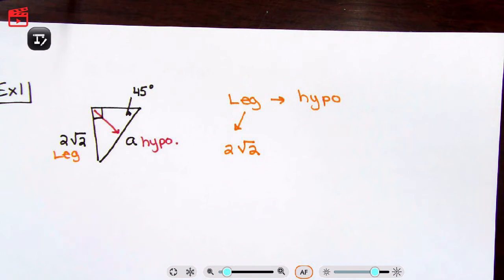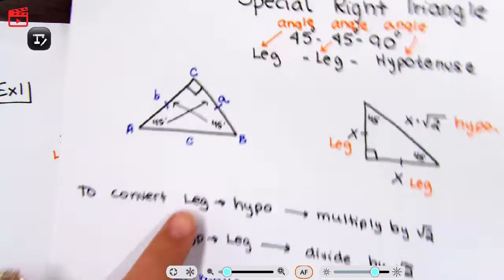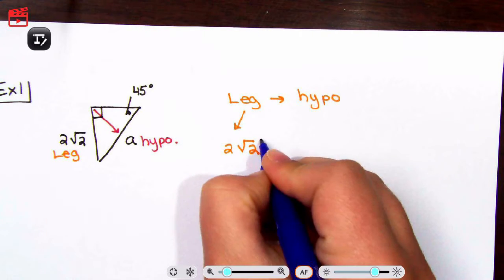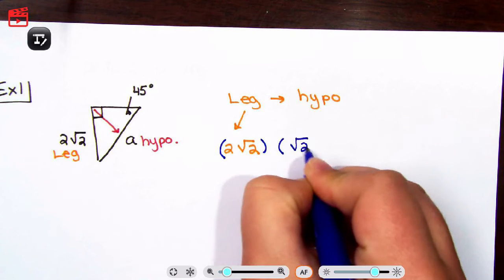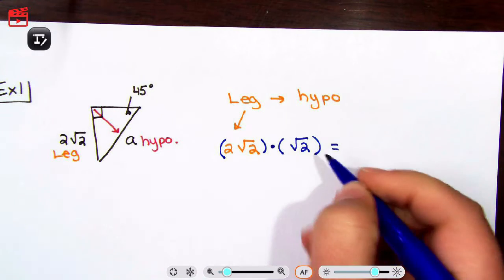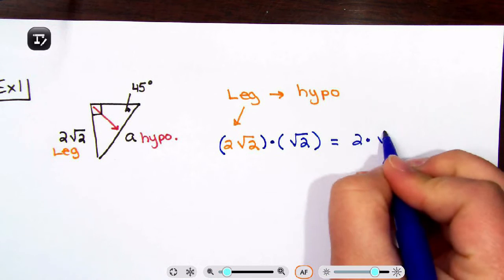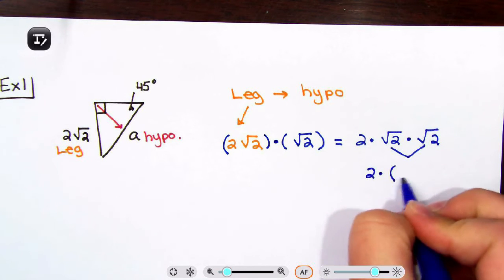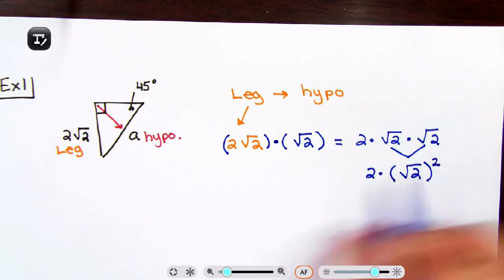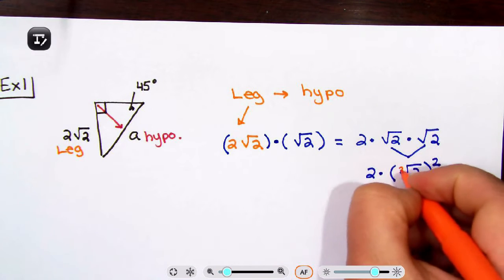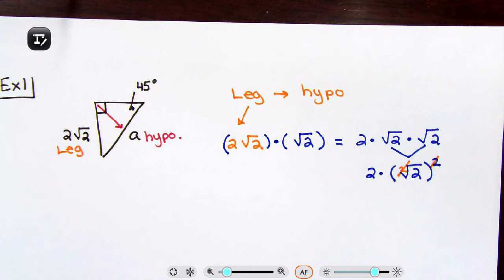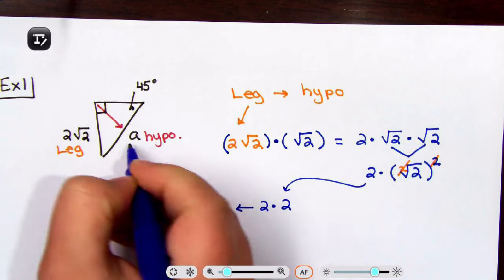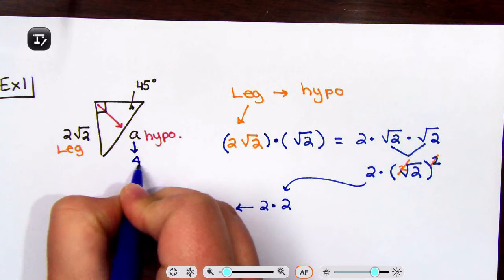This is my leg. So to go from a leg to a hypotenuse, you're going to multiply by another root 2. So I'm going to multiply my leg by root 2. That means we have 2 times the square root of 2 times the square root of 2. Square root of 2 times square root of 2, we just did that one. That is root 2 squared. And again, there's that secret index of 2, which cancels out. So we have 2 times 2, and that equals 4. So the hypotenuse is 4.